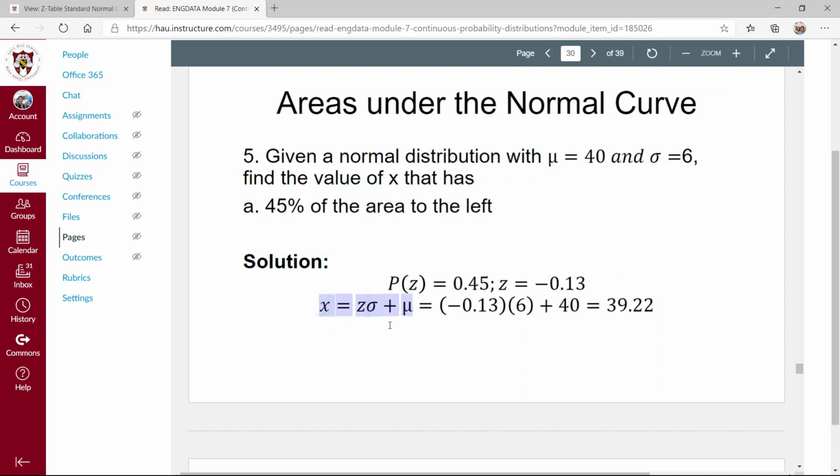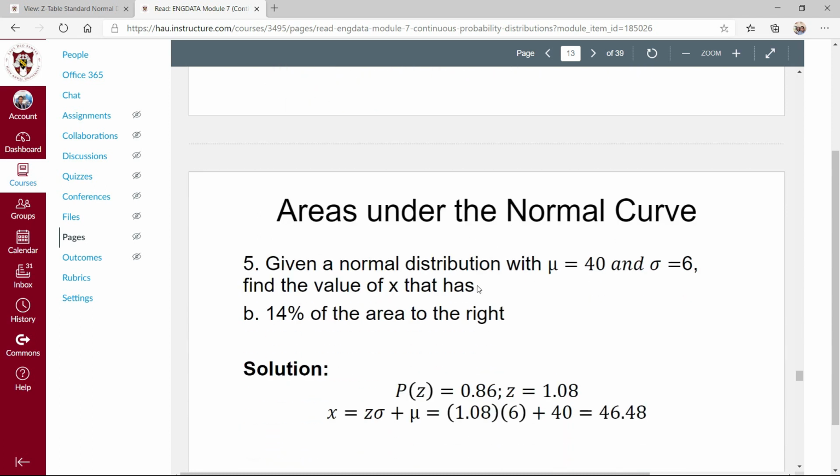And then using the formula of the z-score, solving for x. Recall that z-score is equivalent to x minus mean all over the standard deviation. Simplifying that equation, you arrive at this formula, where x is equivalent to z multiplied by the standard deviation plus the mean. So z is negative 0.13 multiplied by 6, plus the mean, which is 40. You'll have an answer of 39.22, and that is the value of x.